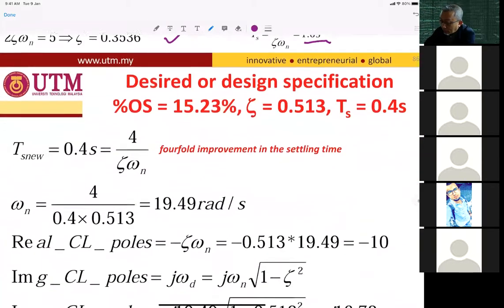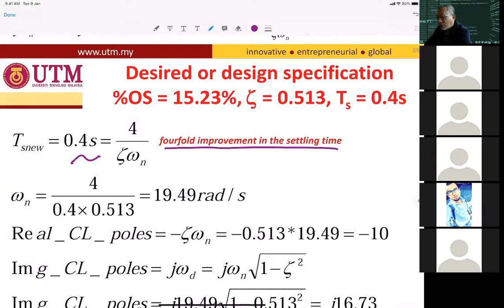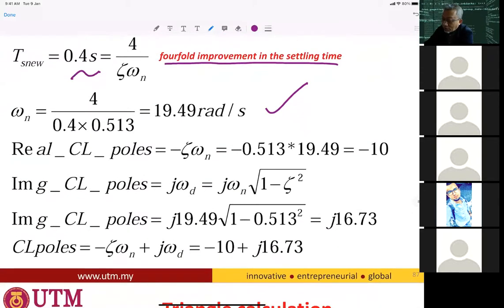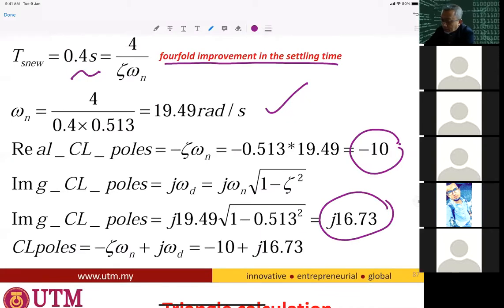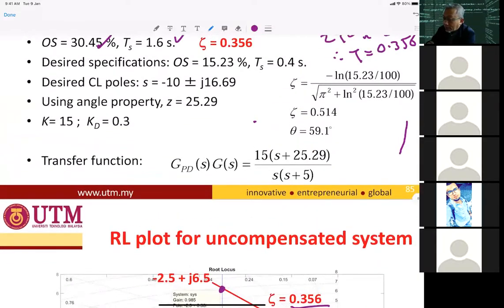Then after controller design, the spec is 0.4 seconds, meaning that is a fourfold improvement. That is the meaning of fourfold improvement. And omega n now becomes 19.49 radian per second. That's why now the dominant pole has been changed to -10 plus j16.73. That's why the answer is here.